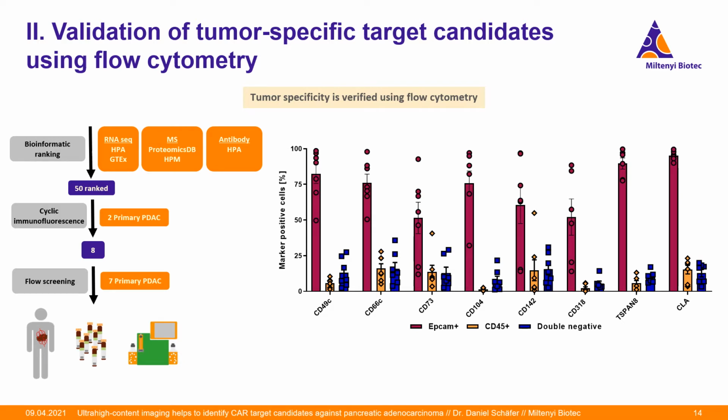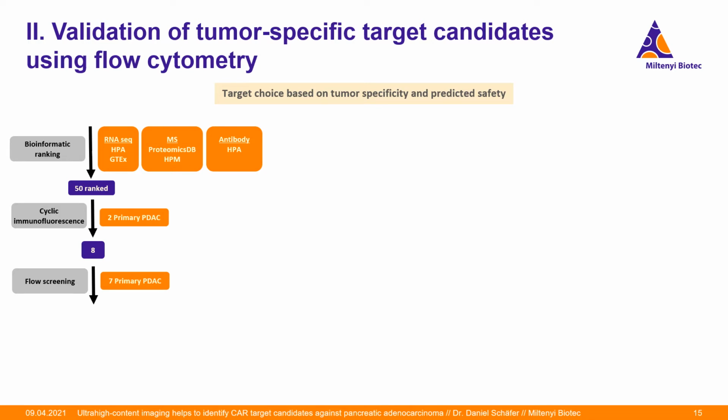Thus, if you're gating here only on epithelial cells, you cannot be sure to 100% that we are dealing with tumor cells. And for example, you can see that T-span8 and CLA are highly specific towards these epithelial cells, but on the other side, a target like CD318 shows a rather heterogeneous expression on these cells. In some instances, only 20% of the supposedly tumor cells being EpCAM positive, you find this target expressed.